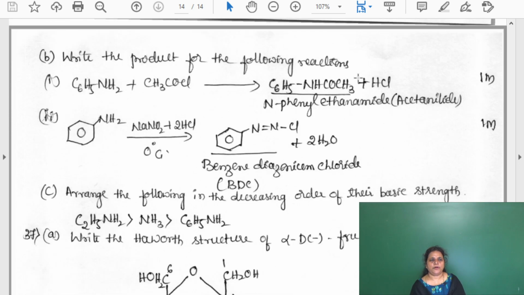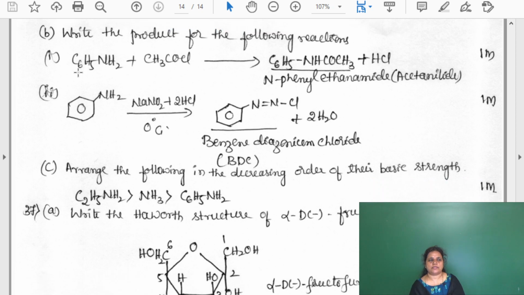So question B. Write the product for the following reactions. Aniline reacts with acetyl chloride and gives N-phenyl ethanamide, or N-phenyl acetamide, or the compound is also called acetanilide. You can write N-phenyl acetamide or N-phenyl ethanamide. You can also call it acetanilide. So write the product. This is the product and that carries 1 mark.